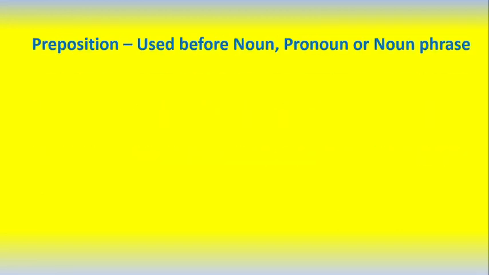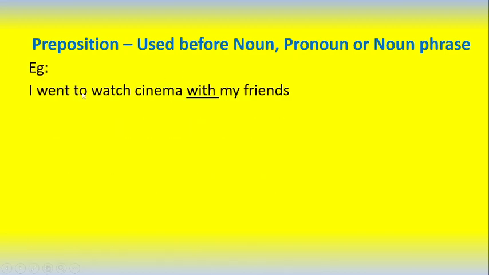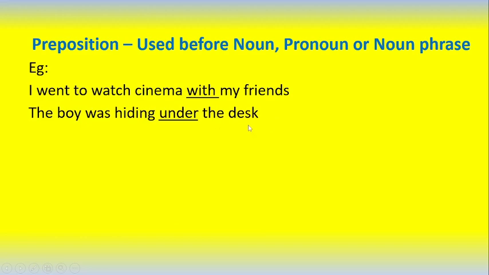Last one is preposition. How do we use a preposition in a sentence? It is used before a noun or pronoun or noun phrase. Usually prepositions are used before a noun or pronoun or noun phrase. Let's see the examples. I went to watch a cinema with my friends. Here my friends is a noun phrase, so before the noun phrase a preposition is used. The boy was hiding under the desk. So here before the noun, the preposition is used. Under is a preposition here.